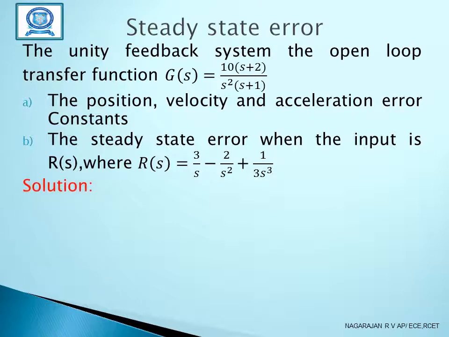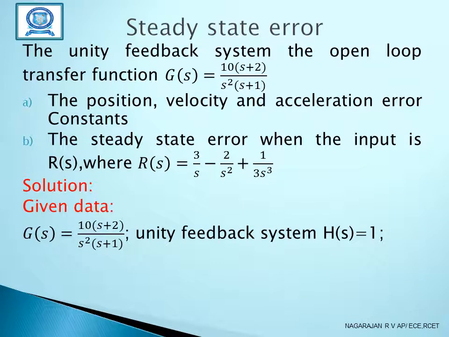Now the solution. First of all, write the given data. The given data: G(s) is equal to 10 into (s plus 2) divided by s square into (s plus 1). Next, unity feedback system, that is H(s) is equal to 1. First part, to find Kp, Kv and Ka, that is the position error constant, velocity error constant and acceleration error constant. And the second part is the steady state error, that is ess.